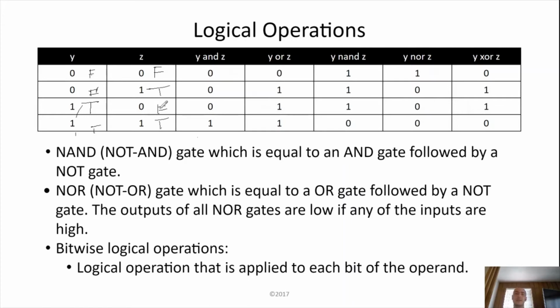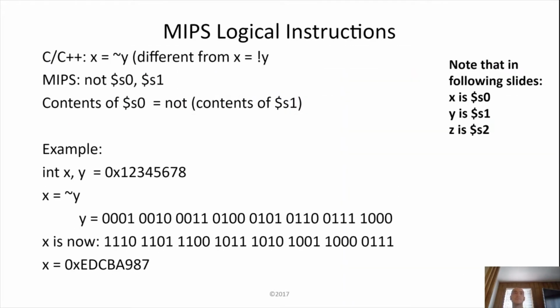And in MIPS also, you're gonna have instructions for these. So here you see a NOT, which, if you have a number, is basically going to do the flip that we talked about. So if this is your number, it's gonna flip every bit. It's gonna do the NOT operation on every bit of that variable.